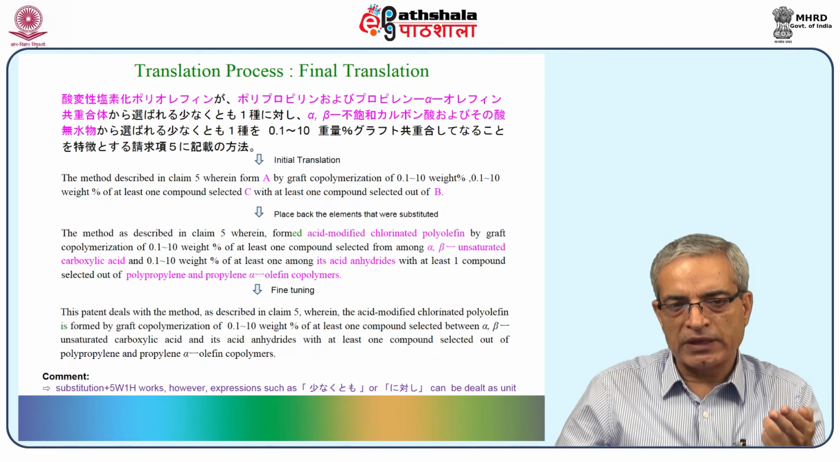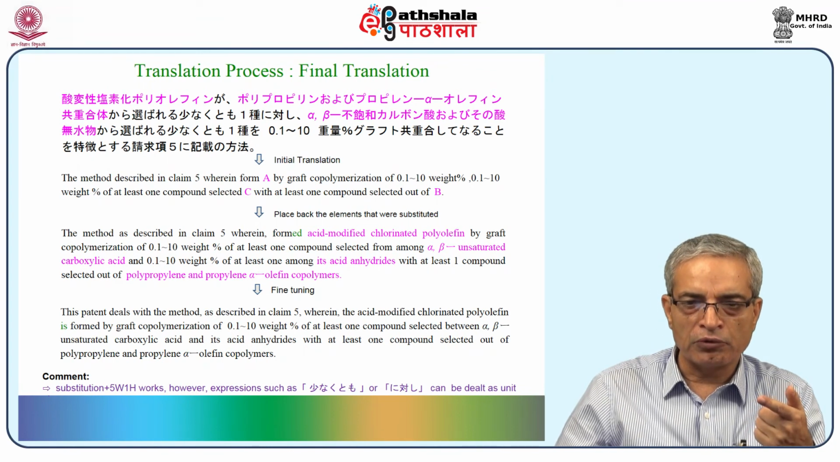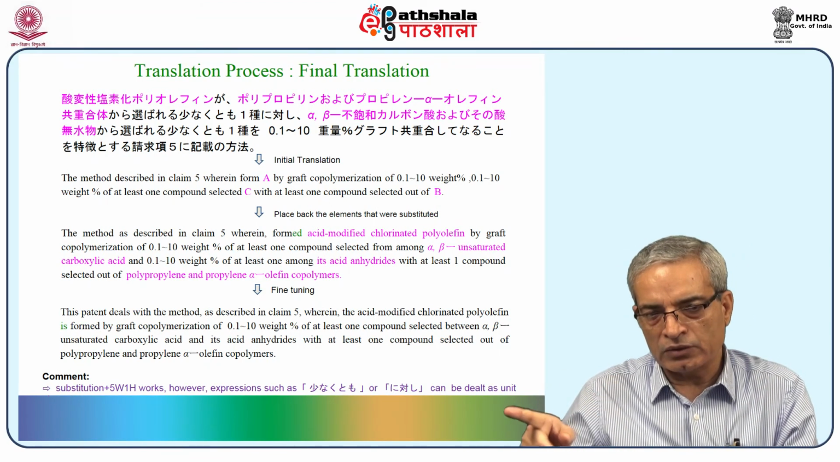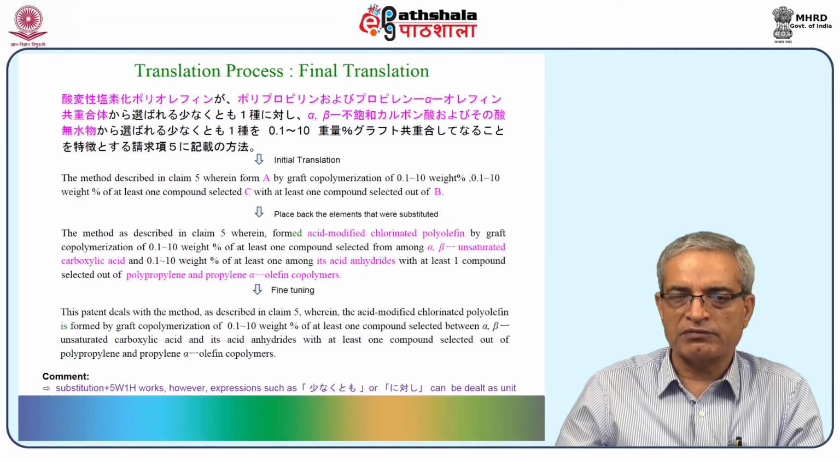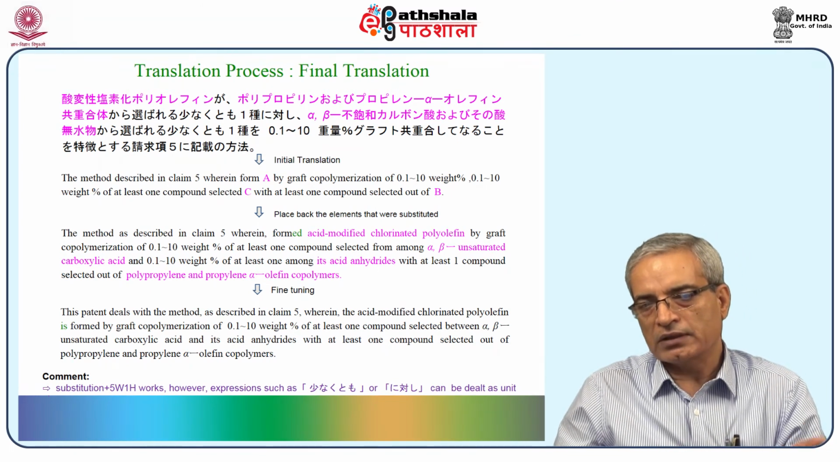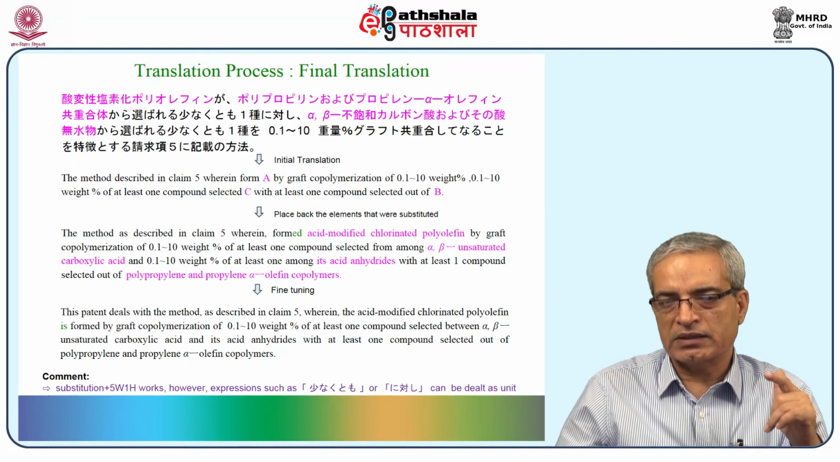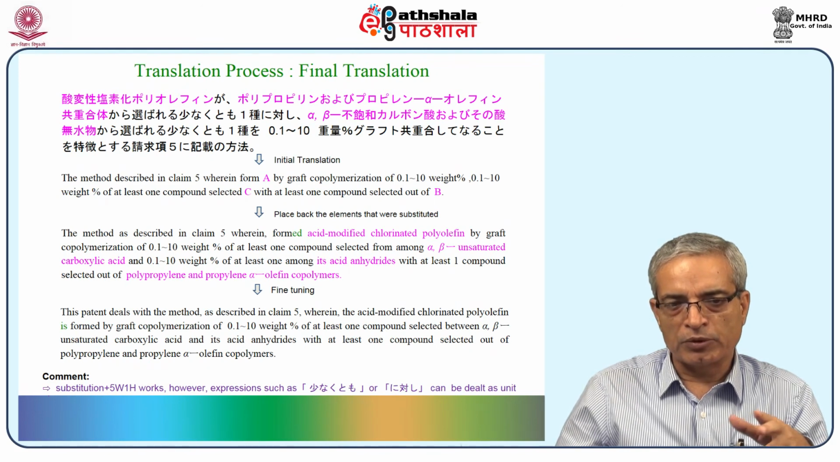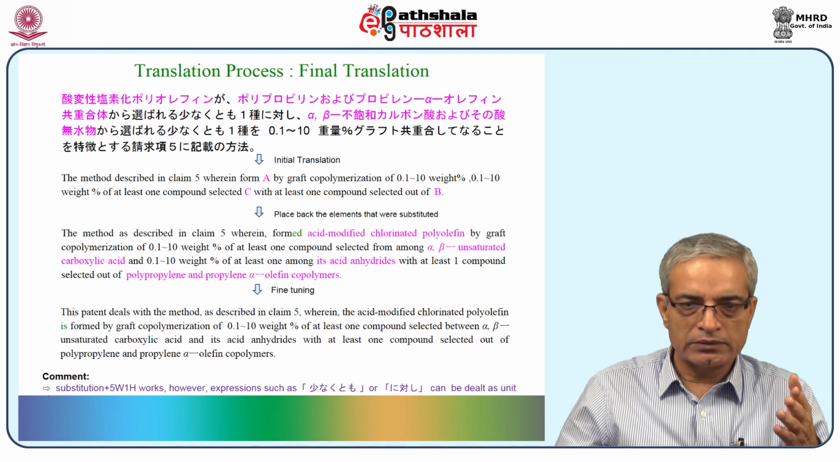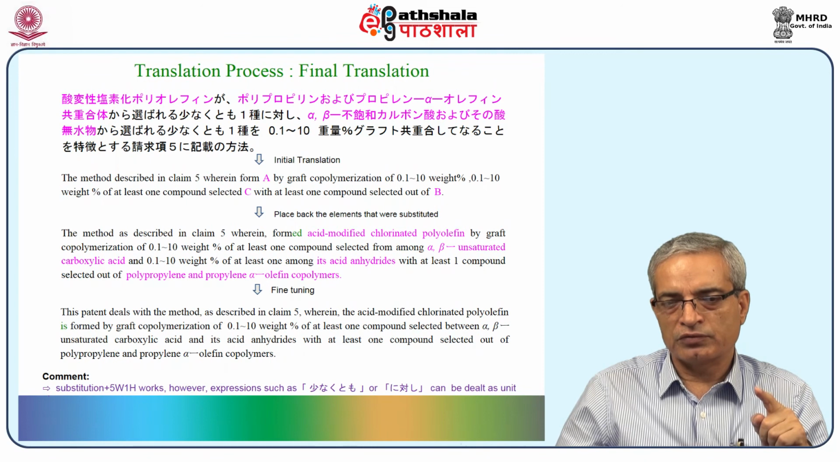This patent deals with the method as described in claim 5, clear up to here, wherein the acid modified chlorinated polyolefin is formed. So this formed, from the beginning goes to the end of this particular segment, is formed by graft copolymerization of 0.1 to 10 weight percent of at least one compound selected between alpha beta unsaturated carboxylic acid and its acid anhydrides with at least one compound selected out of polypropylene and propylene alpha olefin copolymers. The substitution plus 5W1H works.